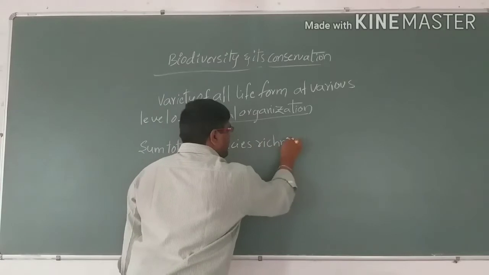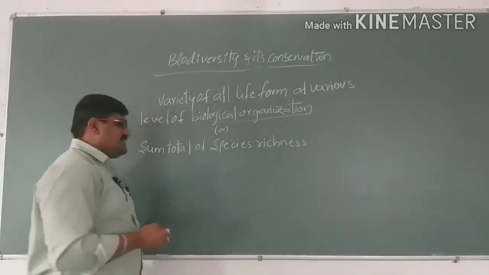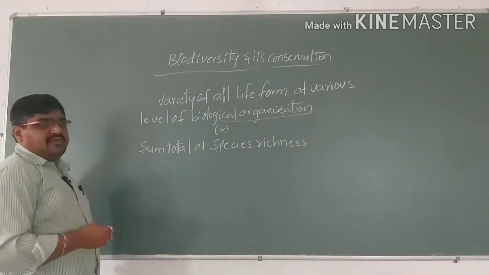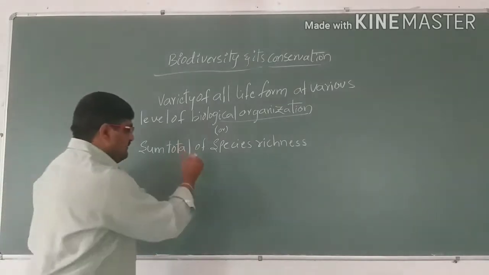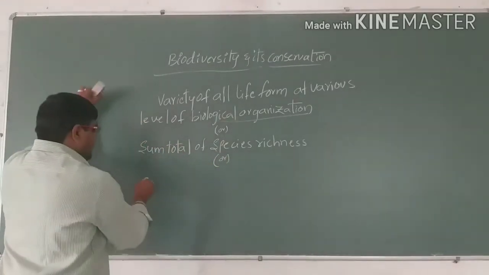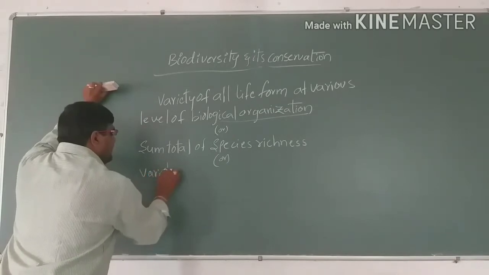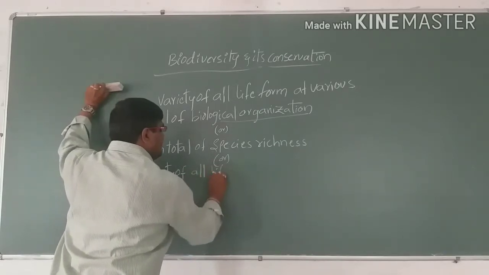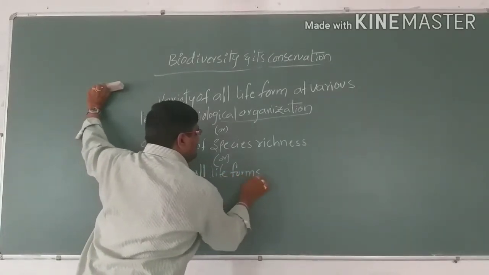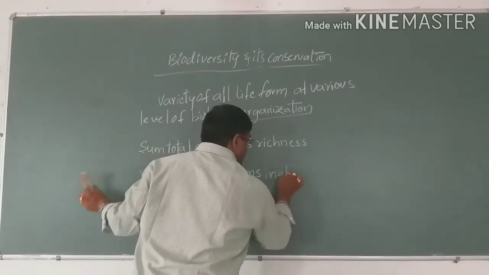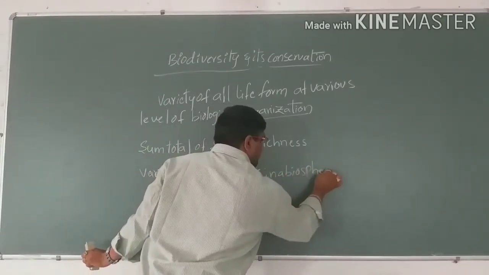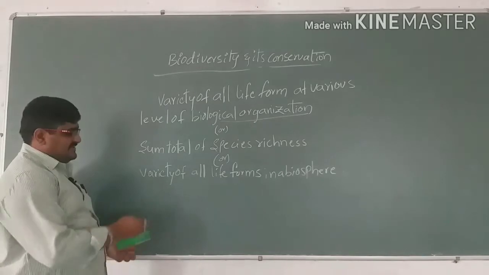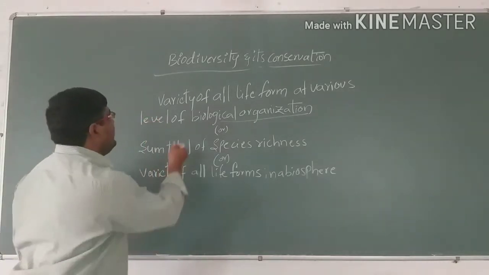It can also be defined as the sum total of species richness, or the variety of all life forms of the biosphere. Here it can be defined as the total variety of all life forms in a biosphere. We can call this biodiversity, or otherwise here we can explain it simply in two parts.